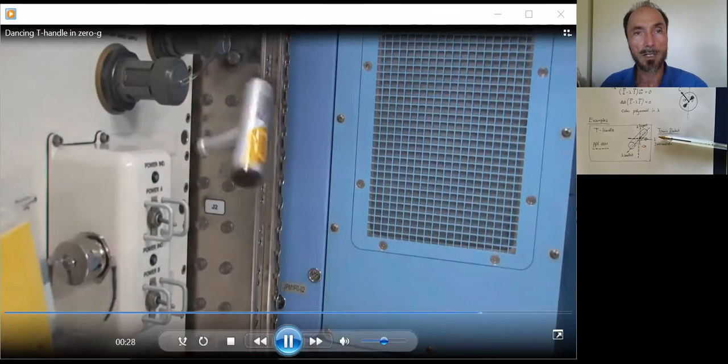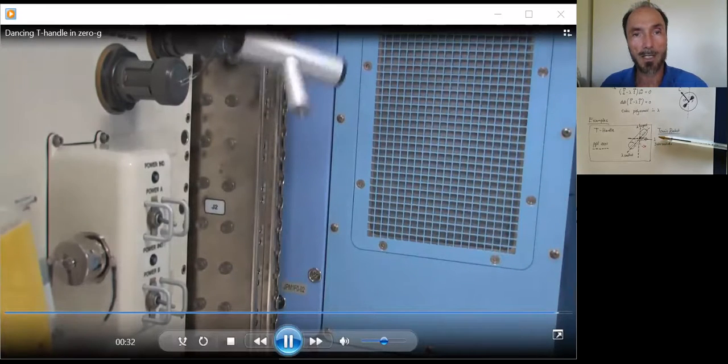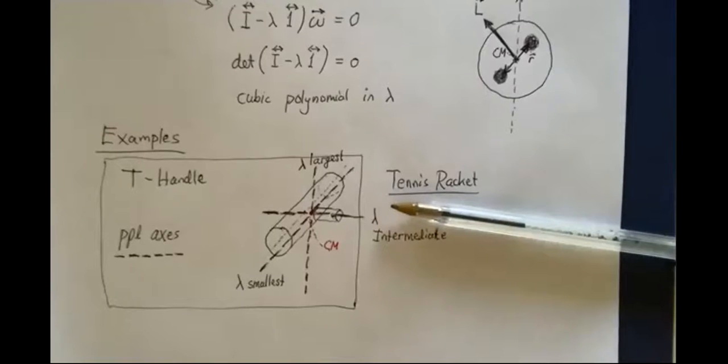So you see what's happening. It appears to be spinning about the axis, but then you have this growth of air and it does a half twist. Okay, wonderful stuff. Let's stop the share once again.